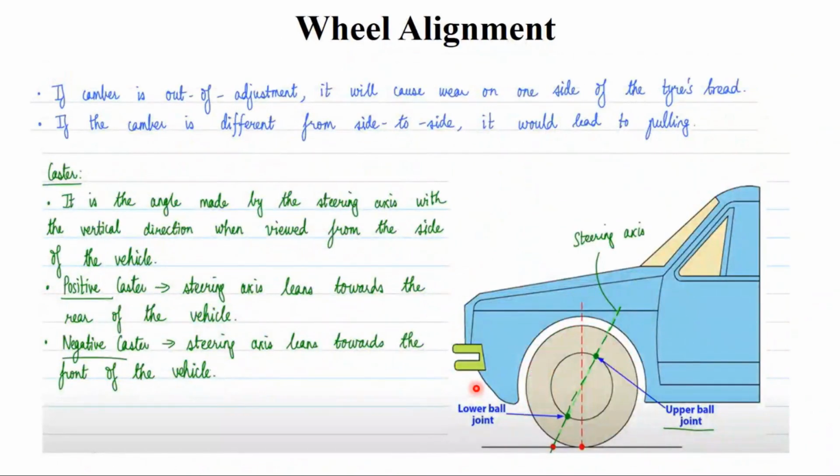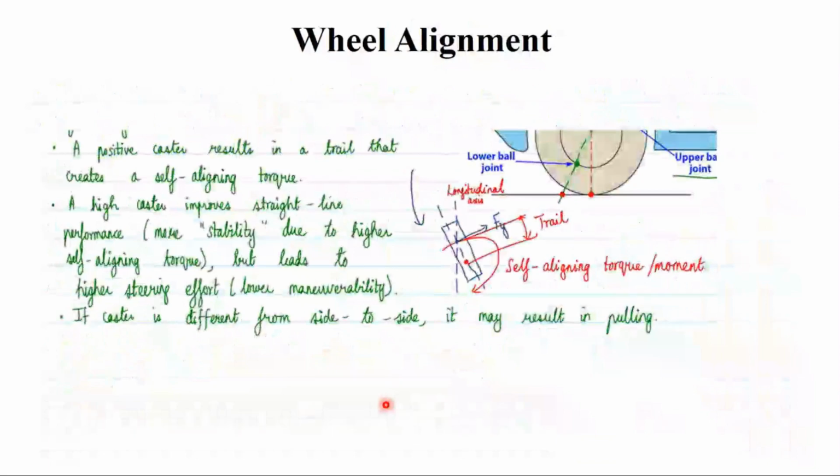And we also saw the caster, where it is the angle made by the steering axis with the vertical direction when viewed from the side of the vehicle. Positive caster is where the steering axis leans towards the rear of the vehicle, and negative caster is the one where the steering axis leans towards the front of the vehicle. We have seen what is that self-aligning torque.